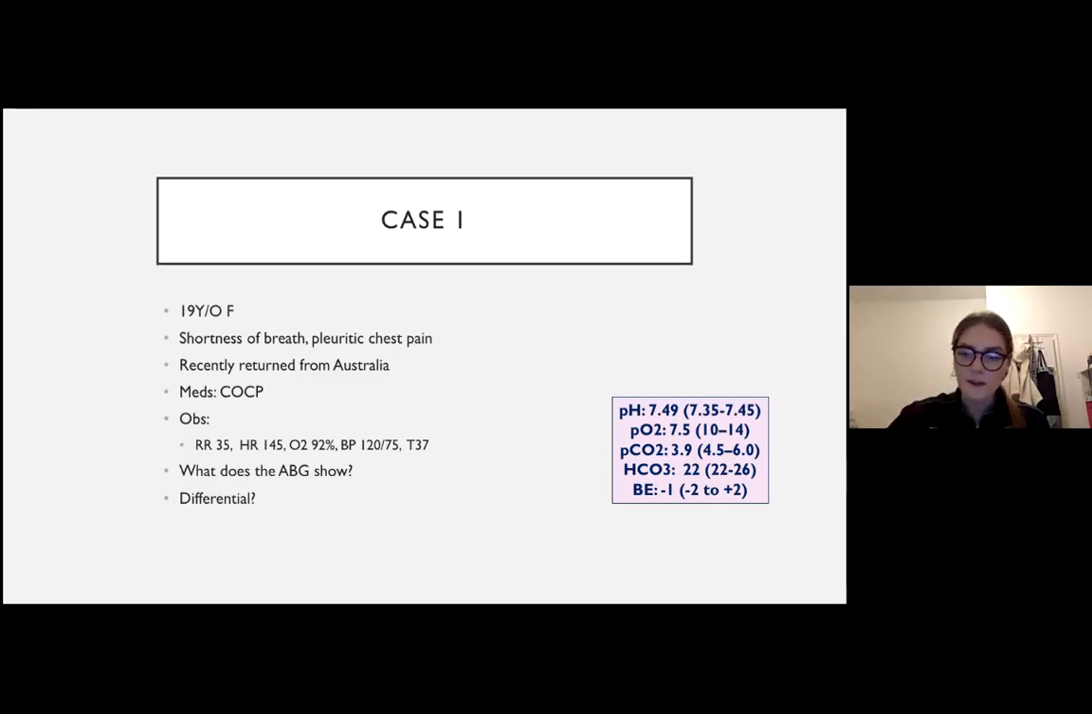And then the fact they are also hypoxic is just something to notice. And the fact they've got a little bit of low sats as well, you'd probably be thinking about giving them some oxygen. Does anyone have any idea on a differential?